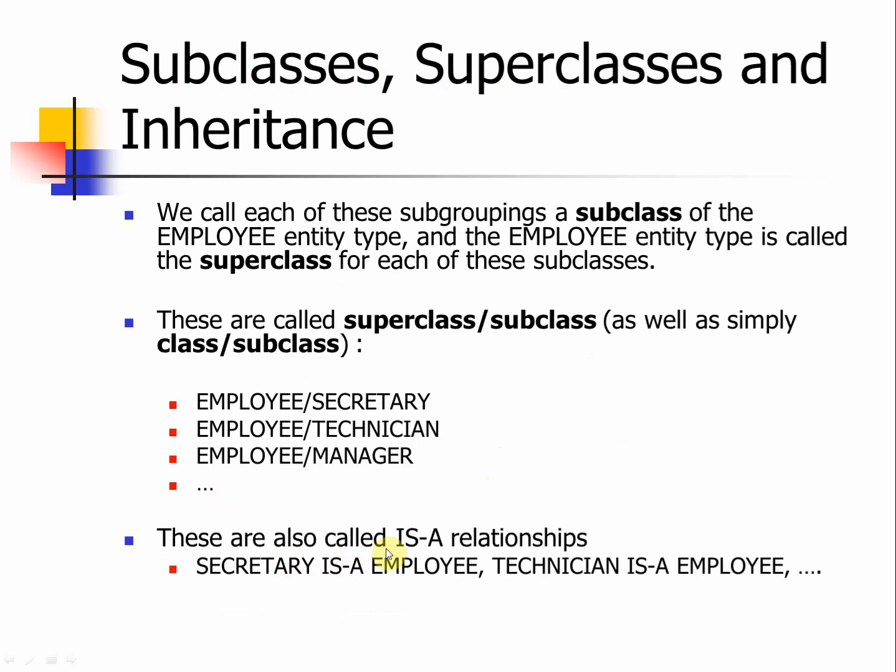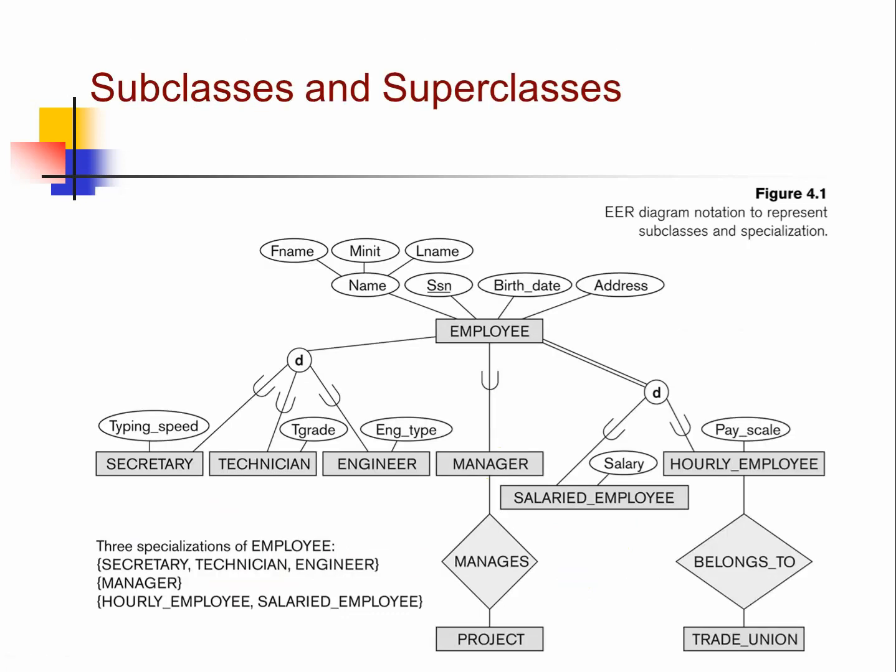These are also called is-a relationships, which is saying that secretary is an employee, technician is an employee. This is very different from the diamond-shaped relationship that we discussed. Let me try to explain it a little bit more. You can see that secretary, technician, engineer are also employees. Manager is also an employee. Salary employee, hourly employee are all employees. So for employees, they create a superclass and subclasses.